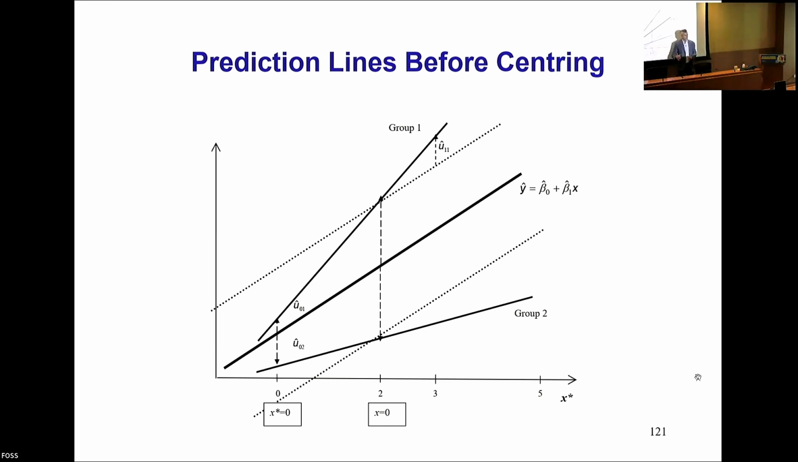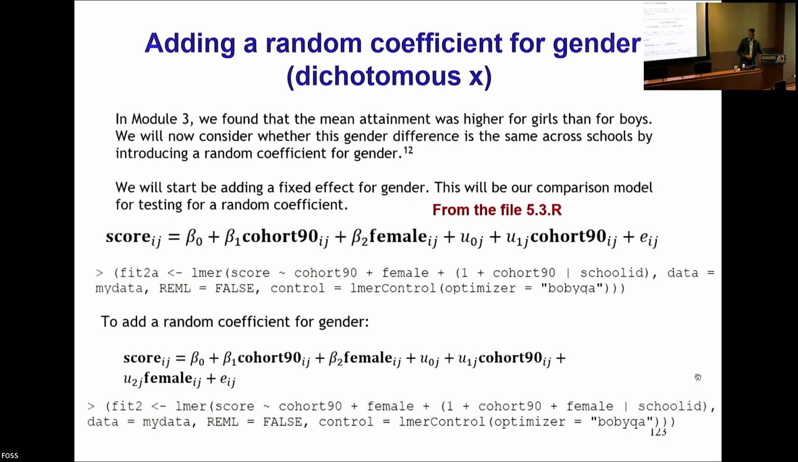When you're estimating a different slope for x's, make sure your x is centered so that x equals 0 is meaningful. It's not at the baseline, but usually at the mean of x. So that's one thing to be wary of.